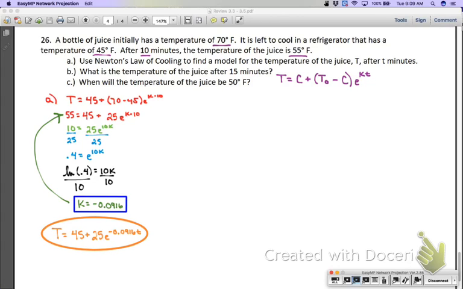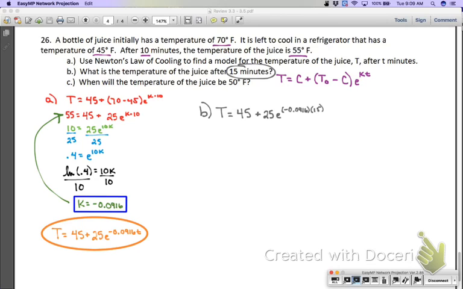On part B, it asks for the temperature of the juice after 15 minutes. So I'm going to take that, and it's T equals 45 plus 25 e to the negative 0.0916, and I'm going to multiply it by 15 and go from there.